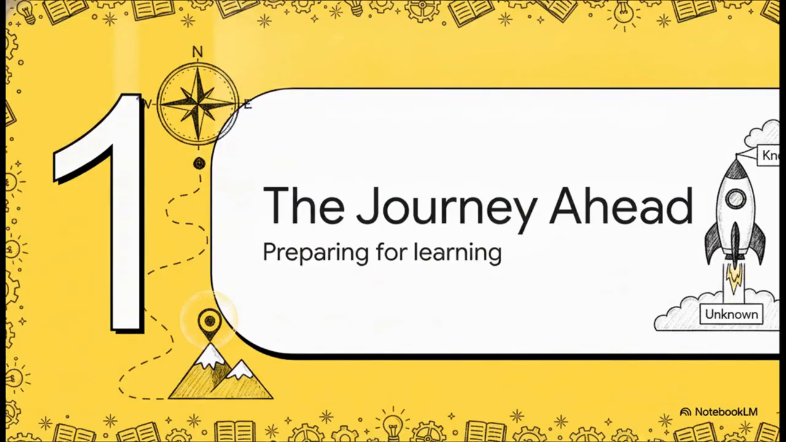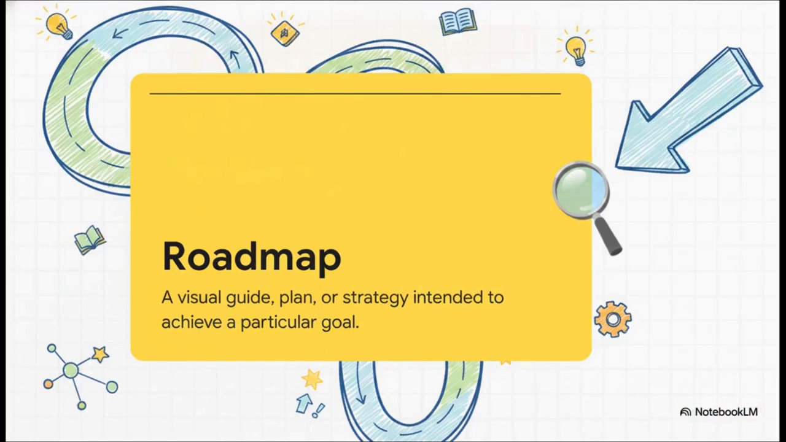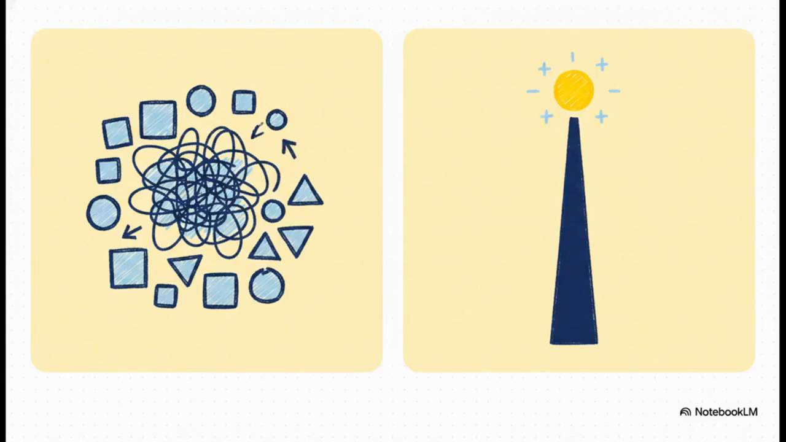The journey ahead. By definition, a roadmap is a visual guide, plan, or strategy intended to achieve a particular goal. And this brilliantly illustrates exactly what every focused learner fundamentally craves. We don't just want isolated facts randomly thrown at us, we desperately need a structured strategy. We need a guide to take all the abstract stuff and make it concrete, giving our ambition a very specific, tangible direction to follow.